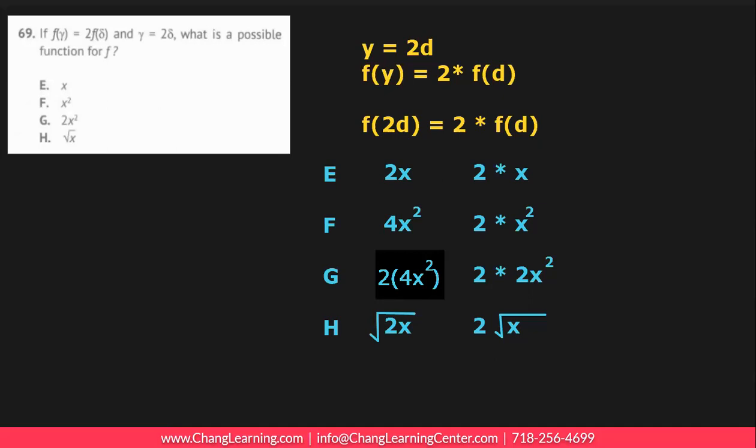This is a review of mock test number 1, SHSAT, as voted by students as the most challenging problems. For question number 69, we have: if the function at gamma equals 2 times the function at delta, and gamma equals 2 delta, what is a possible function for f?